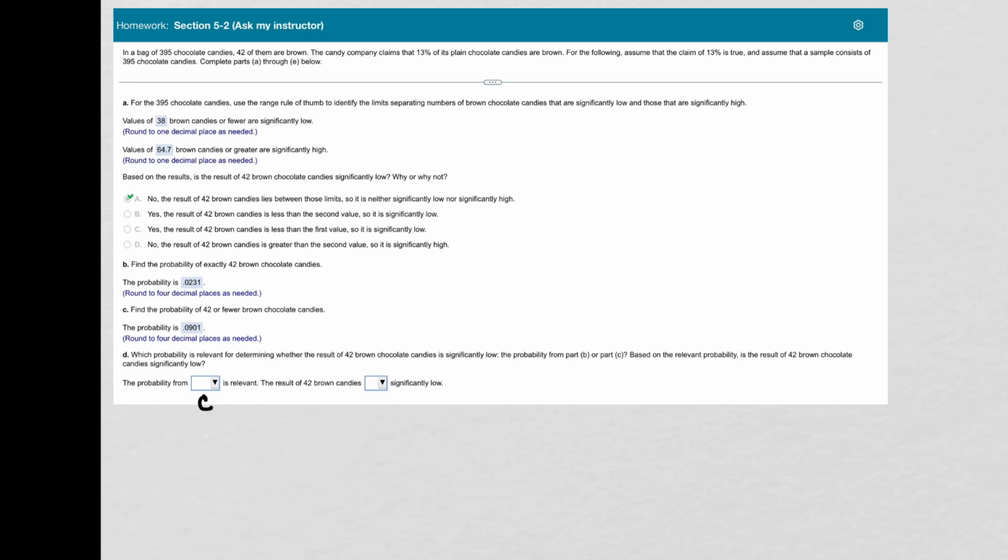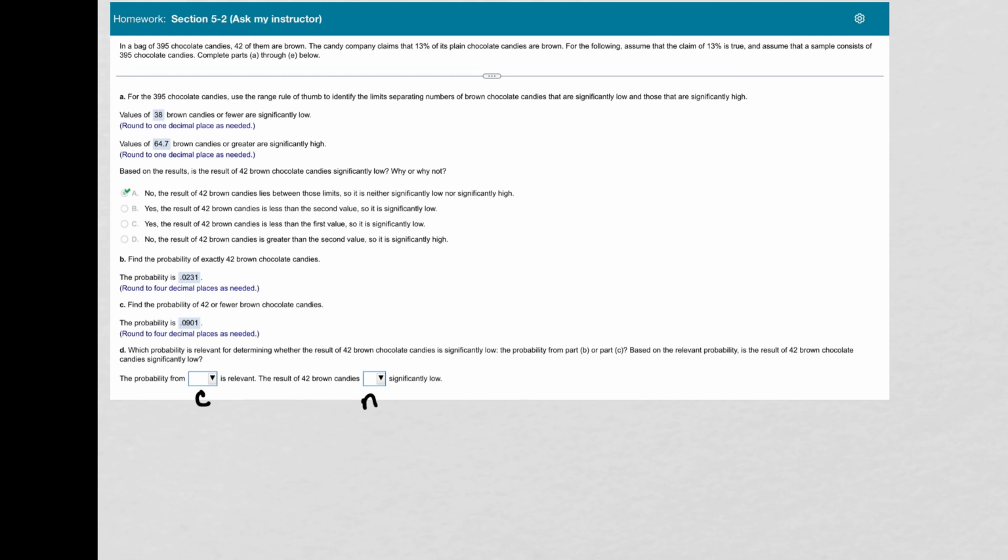And the result of 42 brown candies, we're again going to say not significantly low, because the probability was 0.0901, and that is greater than 0.05. So that's our standard for saying whether it's significantly low, yes or no. Is it greater than 0.05, or is it less than or equal to? So it is not significantly low. And then we have one more part.